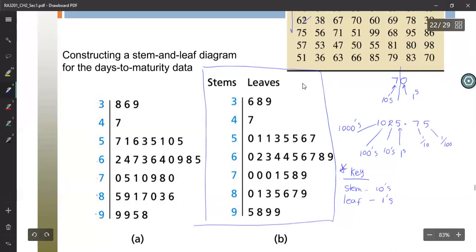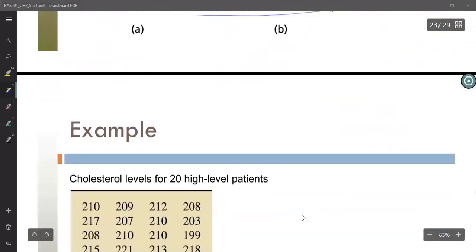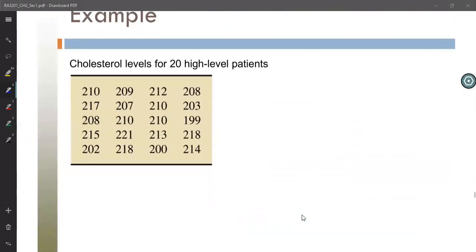So yes, this is the question I was expecting. Can we have 2 digits in the stem side? Exactly, you can. For the leaves, you can have only 1, but for the stems, you can have more than 1 digit. So let's do an example. Okay, so here's the answer for your question. Cholesterol level for 20 high level patients. So let's try to draw the stem and leaf plot for this data set.